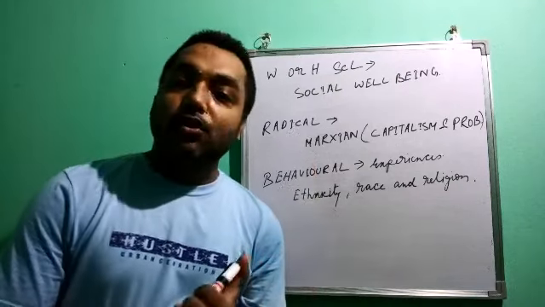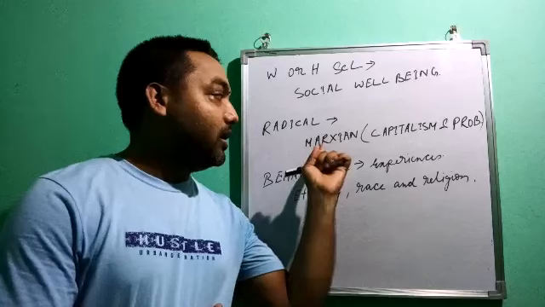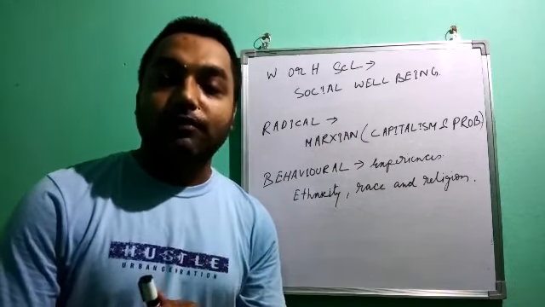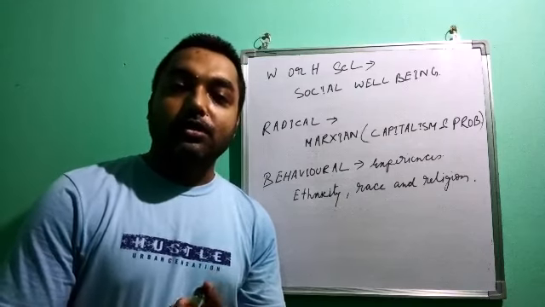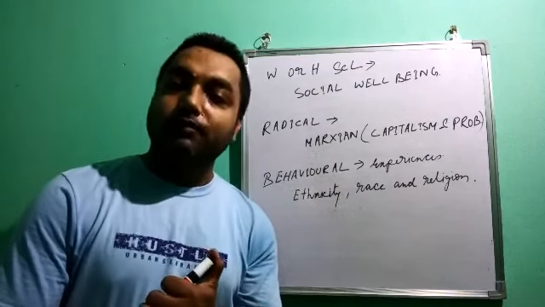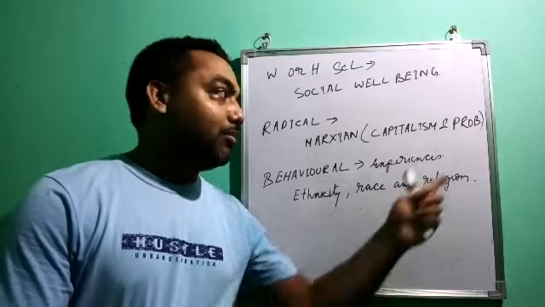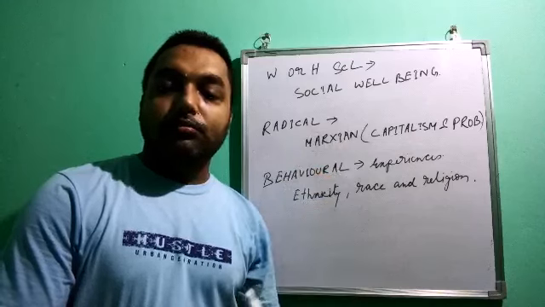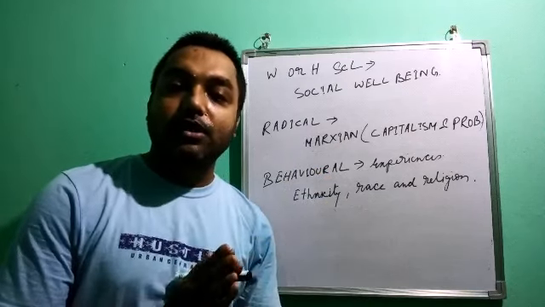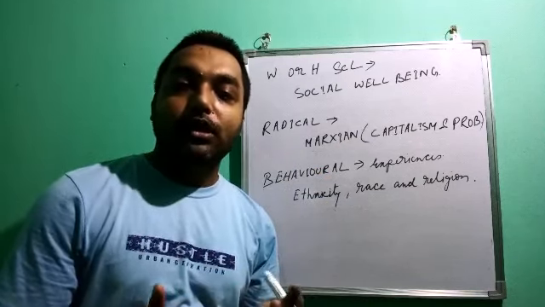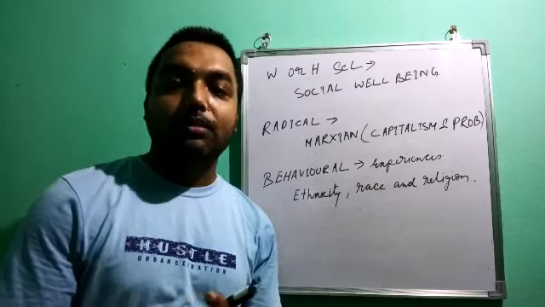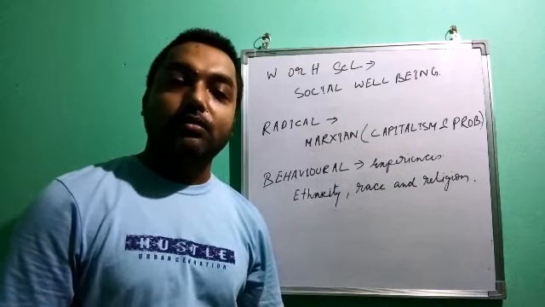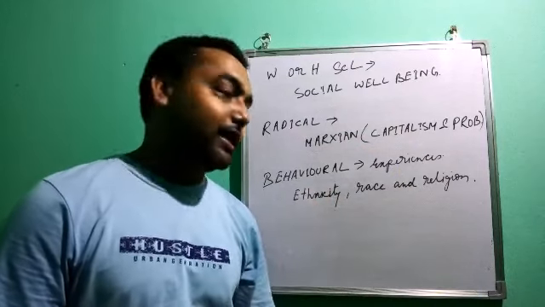Next is the radical school of thought. This school goes around Marxist philosophy. We cannot go into the theory now; it was a Marxist philosophy, based on the problems related to capitalism. When money goes into the hands of rich people, how poor people fall into problems. This is the main concept of radicalism.